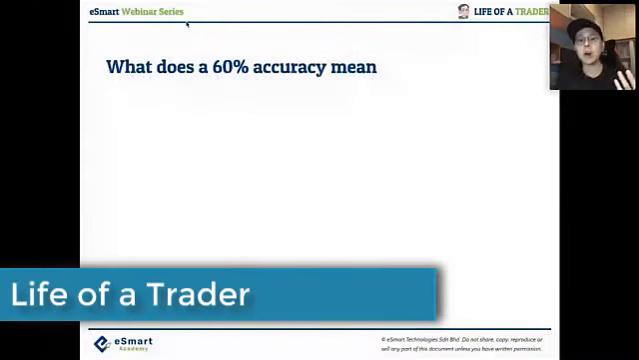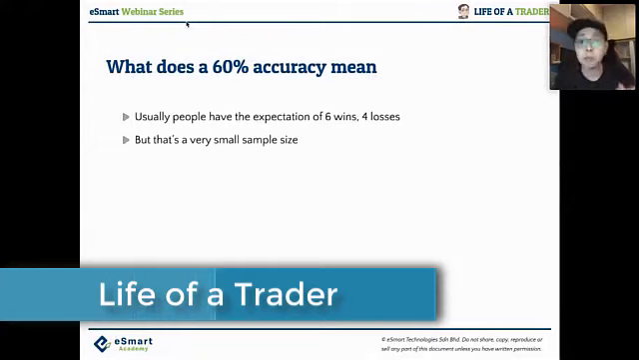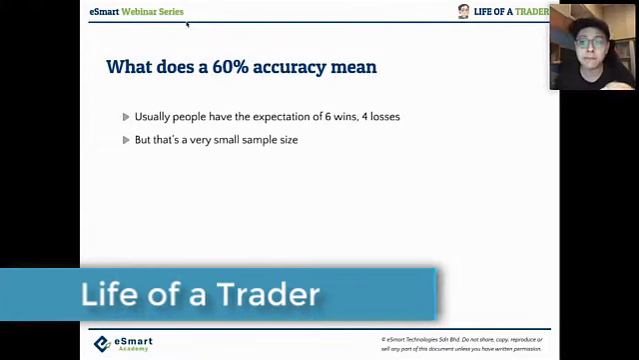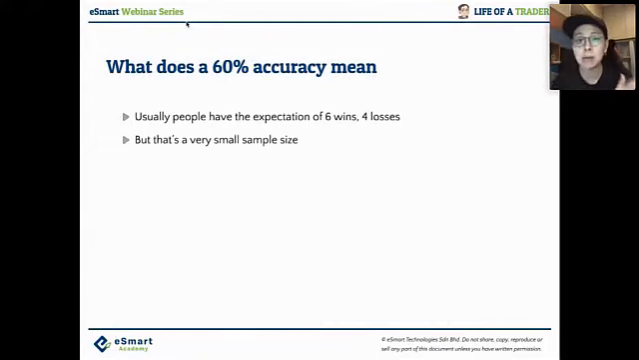And what they think is just, 60% means that I will win more than I lose. And then they just go in for like 5 trades, 6 trades. And if they start to see more losses than wins, they come to the conclusion that this doesn't work. And then they skip and jump to the next trade or next strategy.